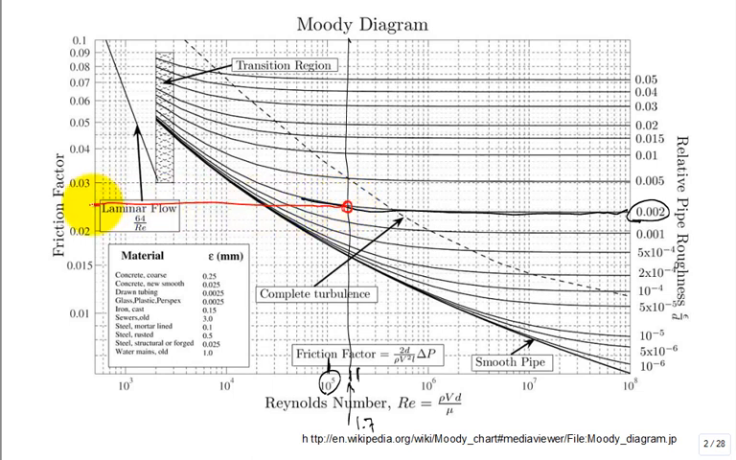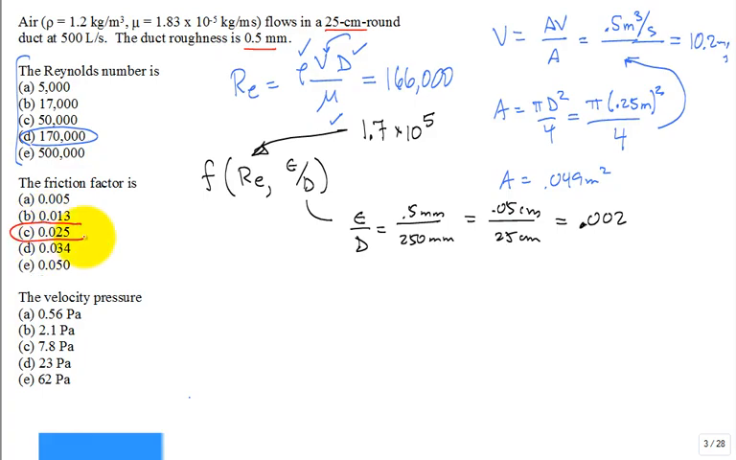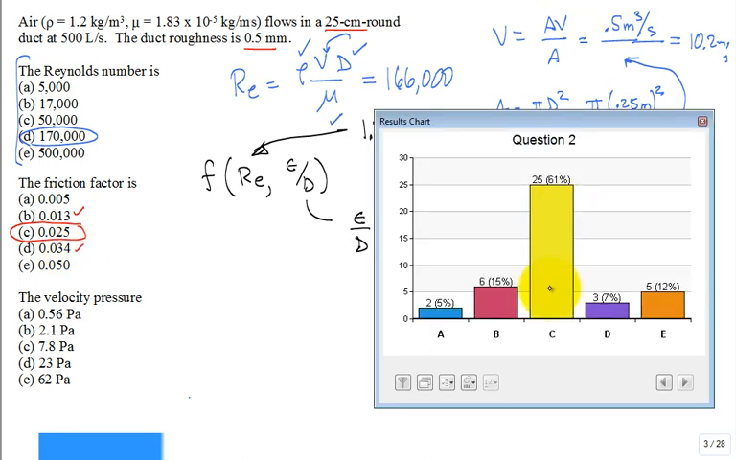The friction factor is between 0.02 and 0.03. I know it's a log scale. It's probably more like 0.02 something on the friction factor. 5, there you go. All right, it's definitely not these other ones. We were quibbling, is it 0.024, 0.025, 0.026? It's 0.025, close. So let's go ahead and grade that. Hey, look at that, that's pretty good.